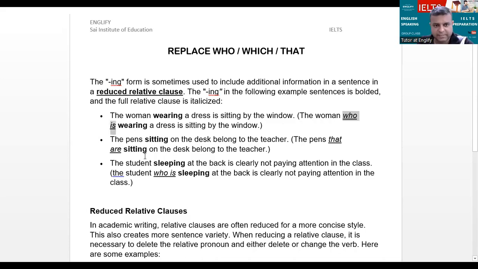Okay. Similarly, the next sentence: the pens sitting on the desk belong to the teacher. The sentence using who, which, that: so the pens that are sitting on the desk belong to the teacher. Third example: the student sleeping at the back is clearly not paying attention in the class. The student who is sleeping at the back is clearly not paying attention in the class. So as you can see, we are just reducing the relative clauses.